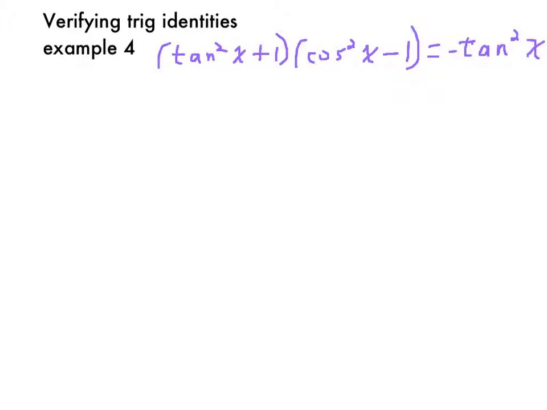Welcome back. We're looking at another trig identity here. We're going to prove that the left-hand side is equal to the right-hand side. This is example number 4, and I'm choosing this particular example because I want to show you guys that there's actually two ways that we can prove it.